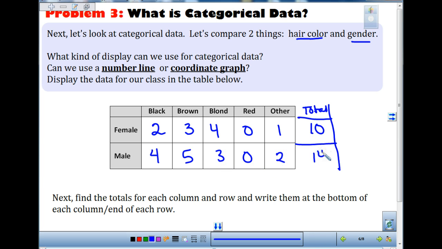So if I was looking at, and I wanted to also find in this table, and another way we're going to do this is we're going to put the totals here. And if I'm looking at the totals, could I tell how many people had black hair? 6. How many had brown hair? 8. How many had blonde hair? 7. No redheads in any of my classes for the period that we did. And we have 3 people that are other.